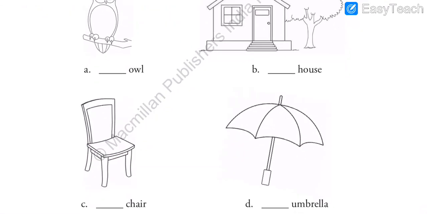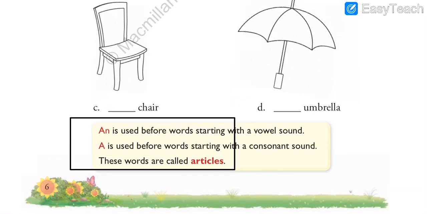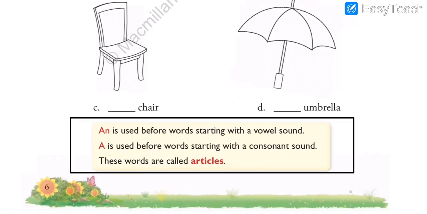So students, first of all, you need to read the box very carefully. An is used before words starting with a vowel sound. A is used before words starting with a consonant sound. These words are called articles. So here an and a, both are articles.